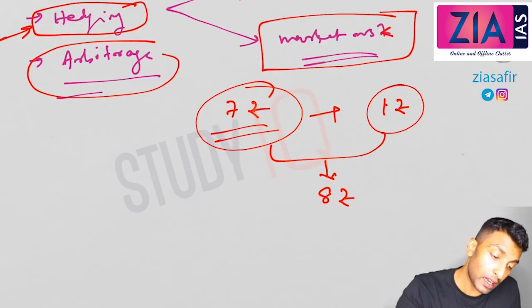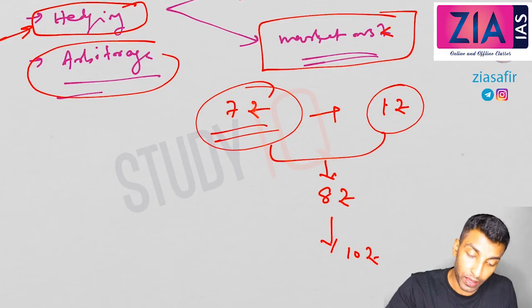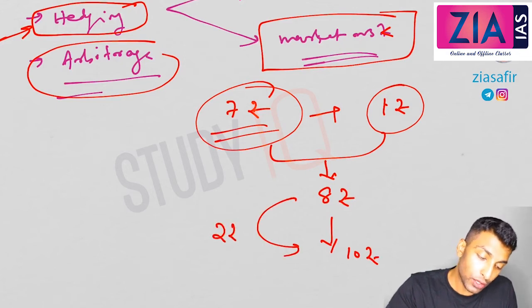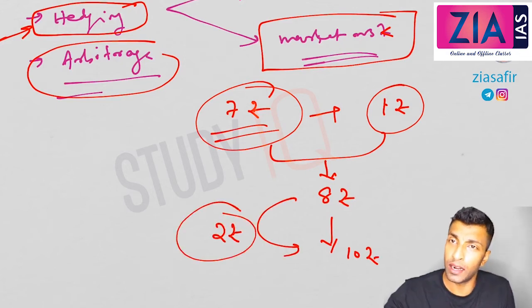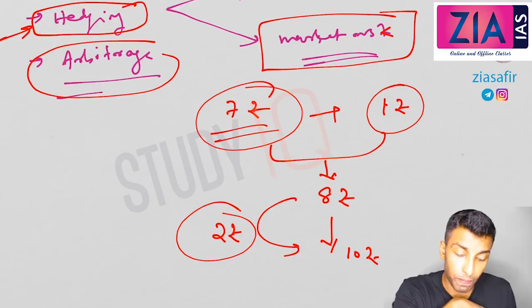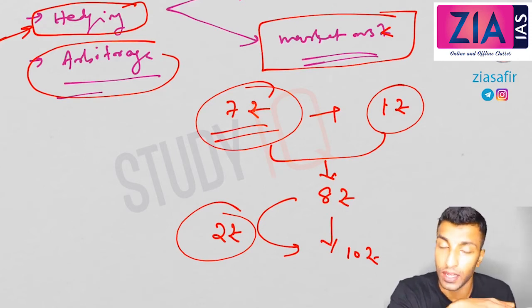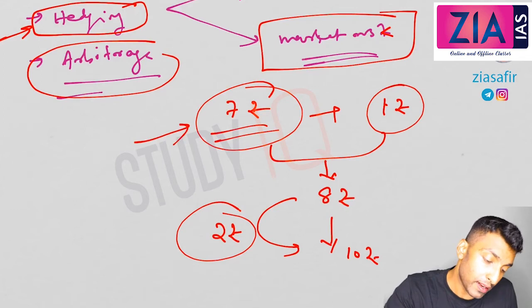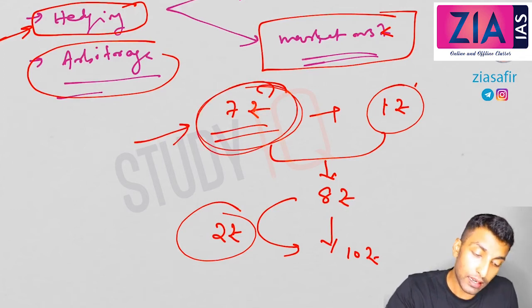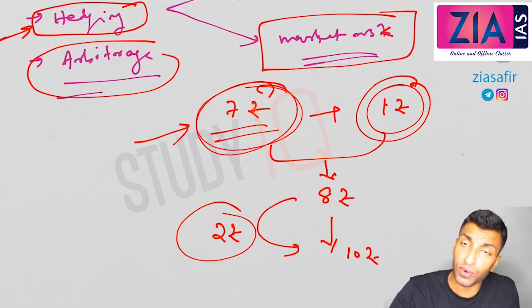But what is the agreement? The agreement is 10 rupees, right? So you are actually getting 2 rupees profit here. 2 rupees on 10,000 kilograms means you will be getting 20,000. I hope you understood. If the current market value is 7 rupees, you buy that and you store it. That's what you mean by arbitrage.